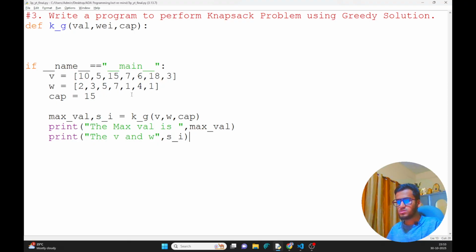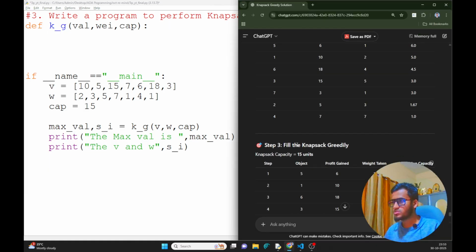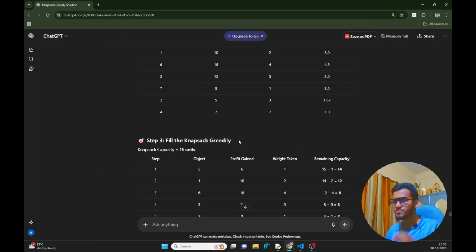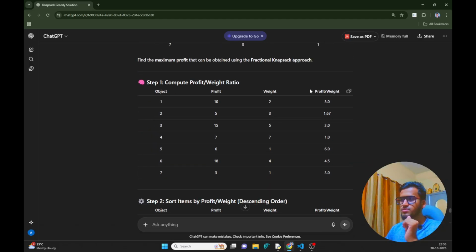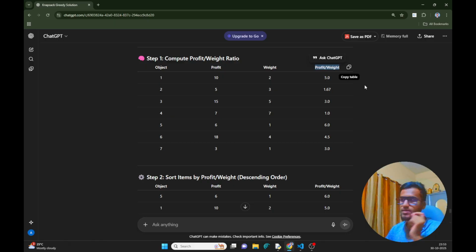Search items, and that's much only here. Now we'll come to the function. Now we will write the function. So as I told you, first step we want to calculate the profit divided by weight.